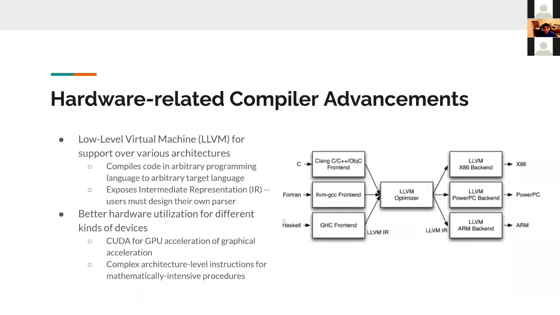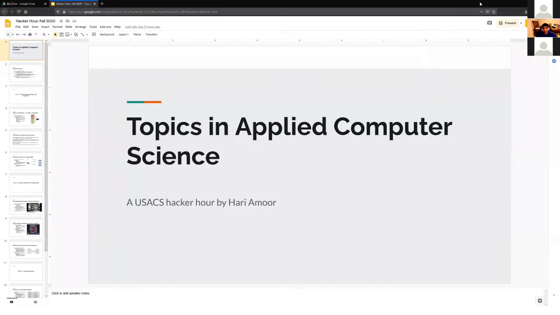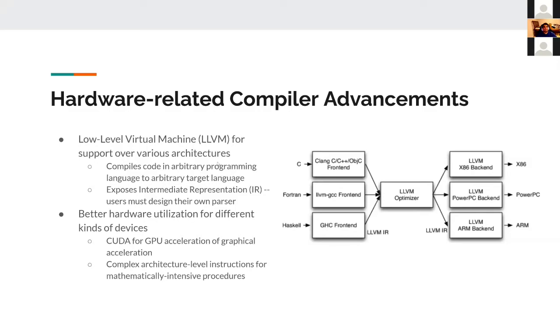So let me just look at the time here. Okay, yeah, but anyway.